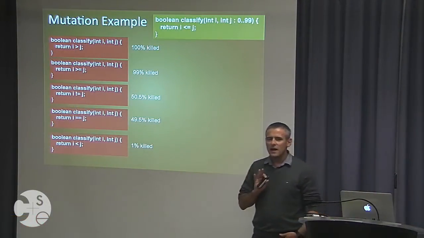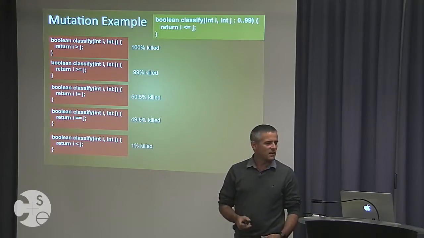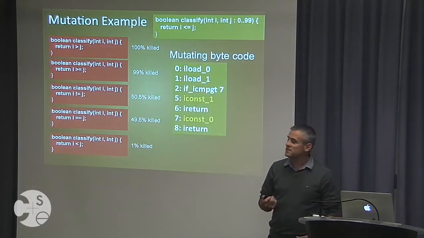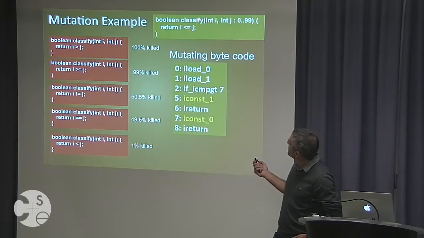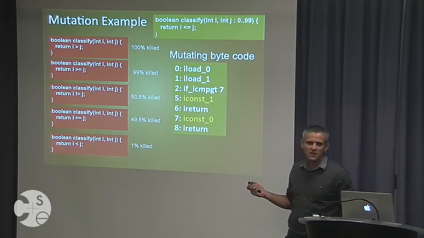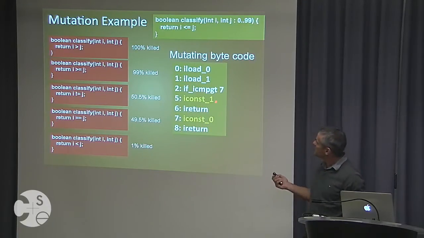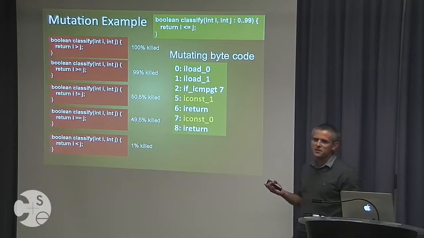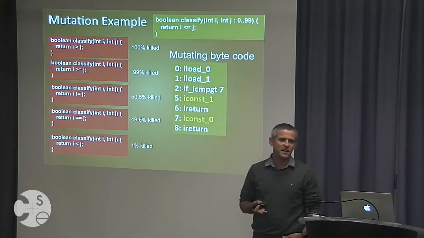OK, so we do mutations at the bytecode level, right? So if you look at the original, this is the program, that little program there. This is the bytecodes, Java bytecodes for it. And I'm just highlighting 2 cases here, integer constant 1 and 0, which is like the true and the false that it's going to be returning.